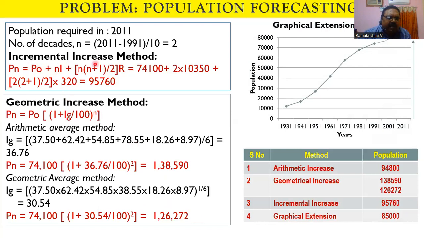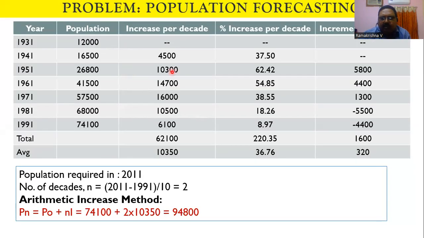Now the incremental increase method, we have the formula P naught plus n into I plus n into n plus 1 by 2 into R. P naught is the last decade population, 74,100. N into I we have already calculated: 2 decades and the average increase per decade 10,350. And what is n into n plus 1 by 2 into R? N is again the number of decades. R is the net incremental increase. All positives and all negatives were totaled and then we take the average. That comes out to be 320. You can see here, this is the 320. This is the value we are writing as capital R here.